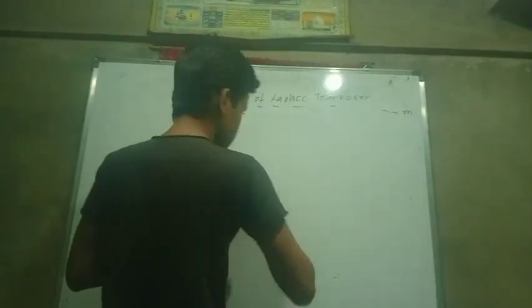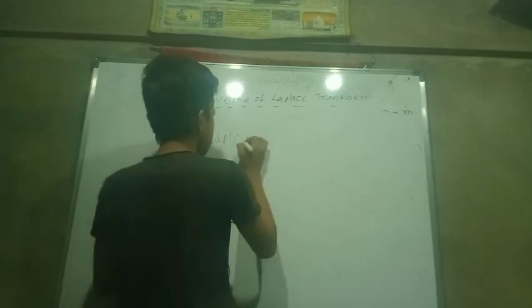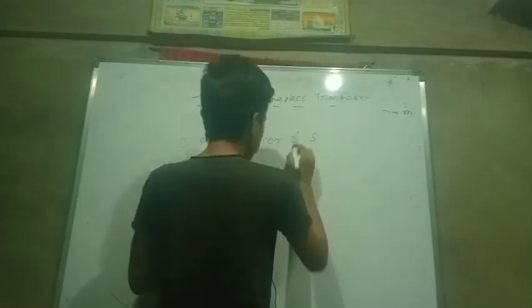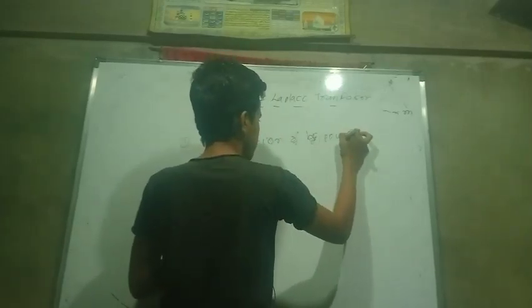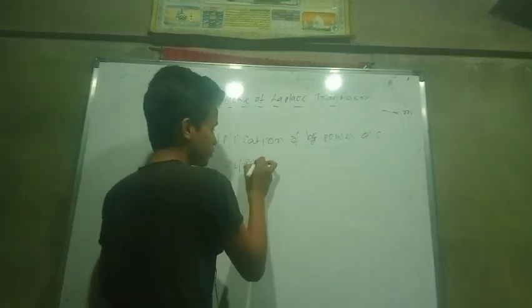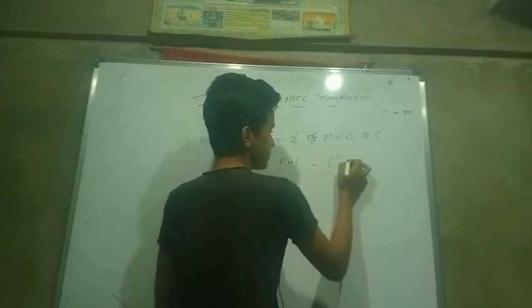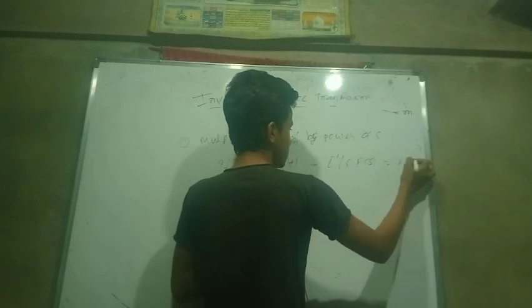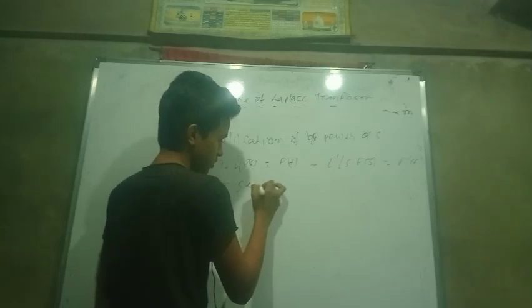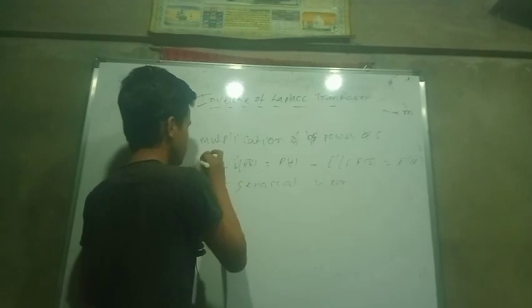Now let's look at another concept: multiplication by a power of s. If the Laplace transform of f(t) equals F(s), then the inverse of s F(s) equals f dash t. In general, that is the theorem, part 1.